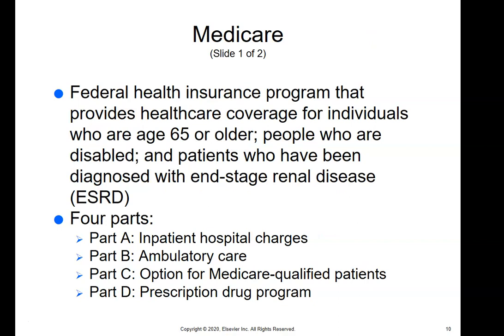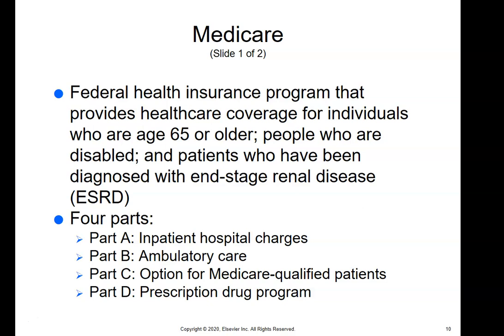Medicare is a federal health insurance program that provides health care coverage for individuals who are age 65 or older, people who are disabled, and patients who have been diagnosed with end-stage renal disease, ESRD. And there are 4 parts to Medicare. Your first part, Part A, is for inpatient hospital care, skilled nursing facilities, home health care, and hospice services.